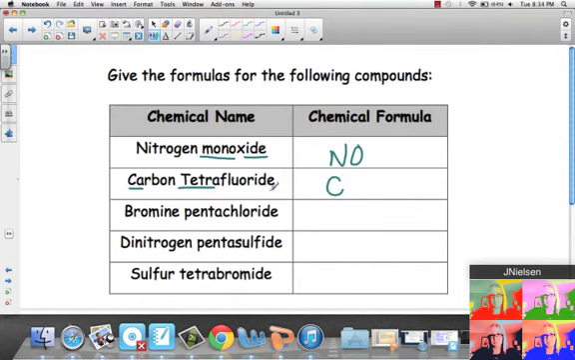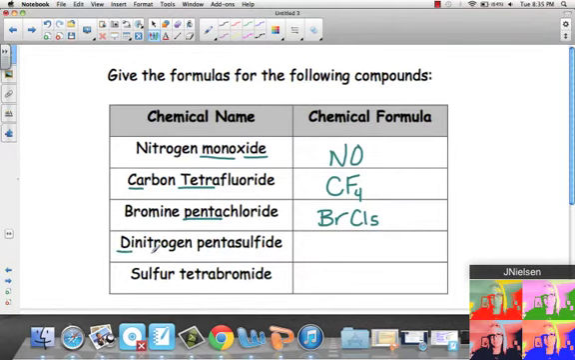Carbon is C. Tetra tells us there's 4. Fluoride is fluorines. So there's 4 fluorines. C, F, and then a 4. This tells us there's 4 fluorines. Bromine is Br. Penta is 5. Chloride, so 5 chlorines.